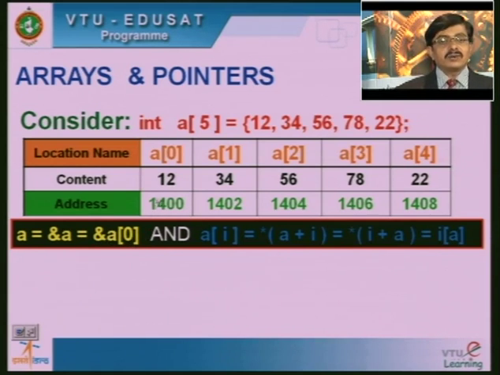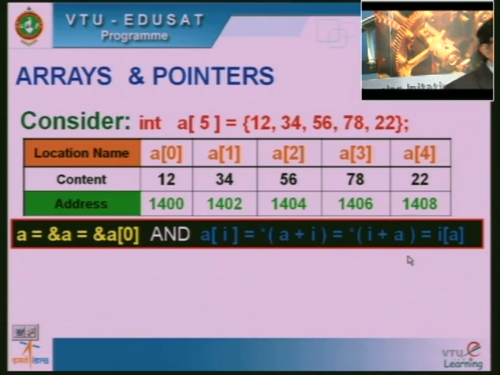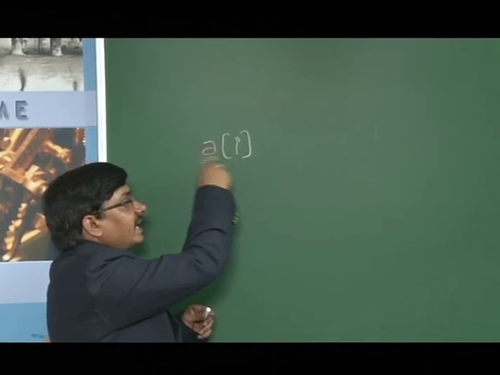Also what we can note here is that A of I is the same as star of A plus I, which is also the same as star of I plus A, which can also be written as I of A. Here, if I have a statement A of I, this is a syntax using which we access the ith element in an array.